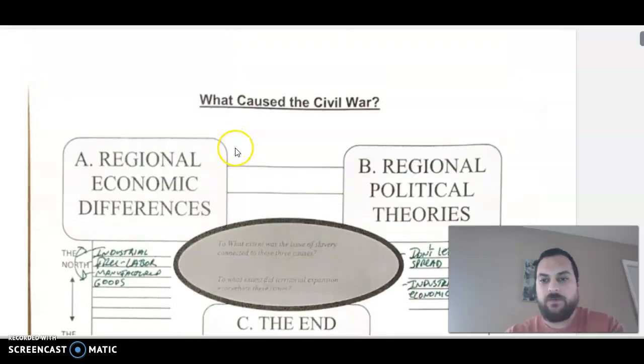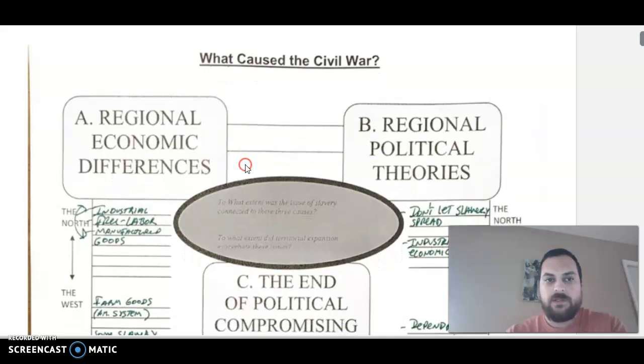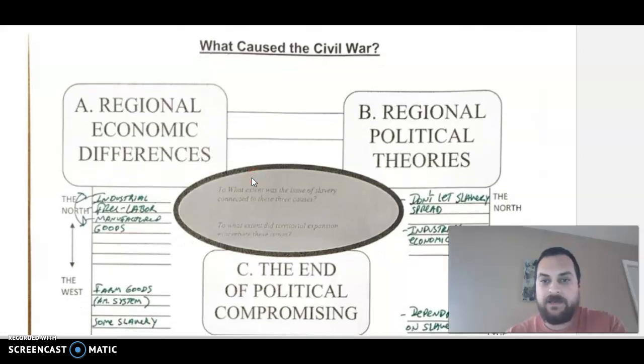Hi, everybody. So, today we're going to be looking at a chart called What Caused the Civil War. It's going to be a little bit of a different thing. We've done things like this in class before, but this one I already filled out, and I just wanted to go over it with you. So, what caused the Civil War?